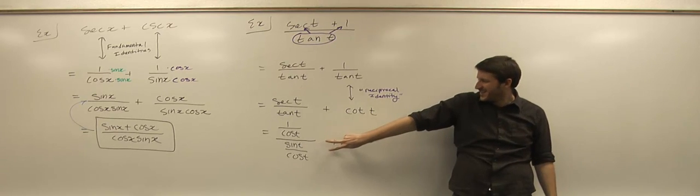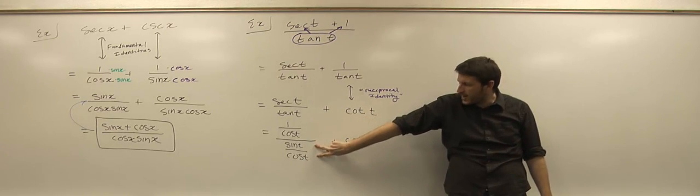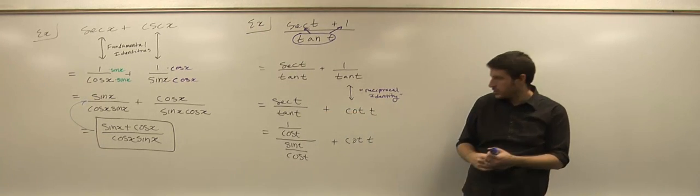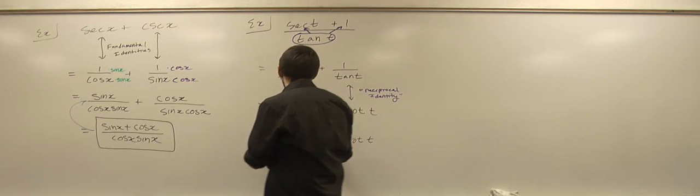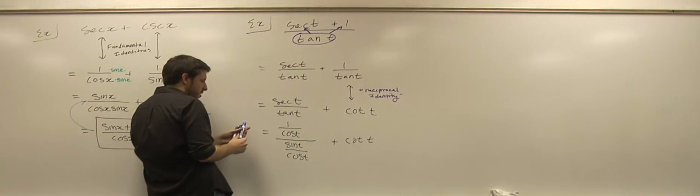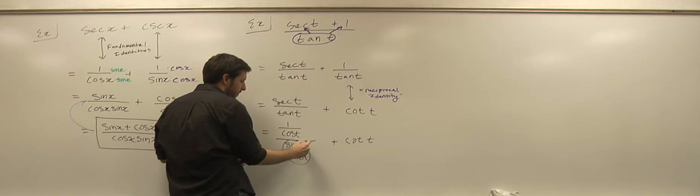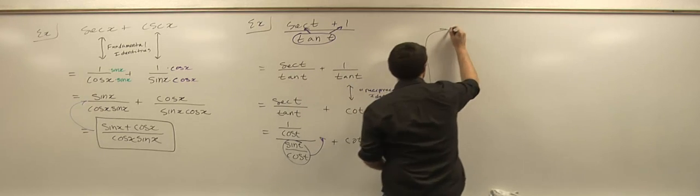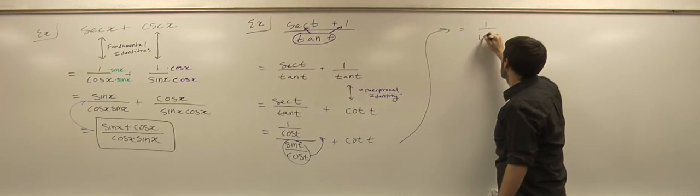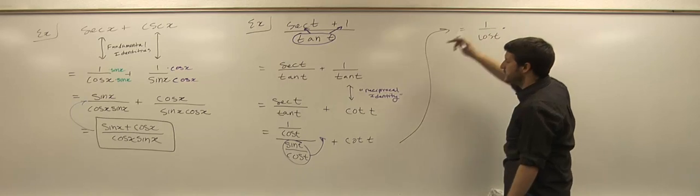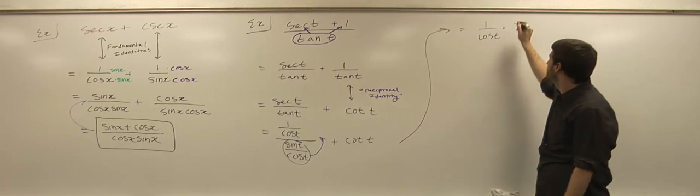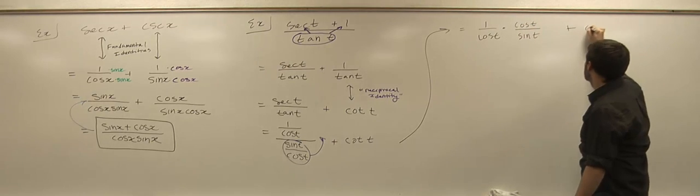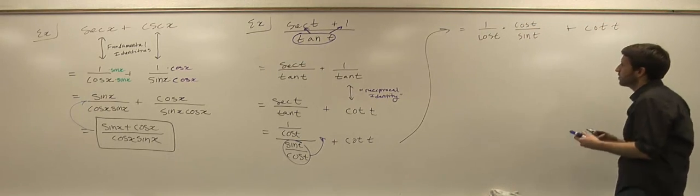But now that I have a fraction over a fraction, what can you do? Flip and multiply. You can multiply by the reciprocal. So this 1 over cos t times sine t over cos t, this fraction can get flipped up and turns into multiplication. So I'll have 1 over cos t times, instead of writing sine over cosine, I'm going to flip it. The cotangent t is just hanging around.